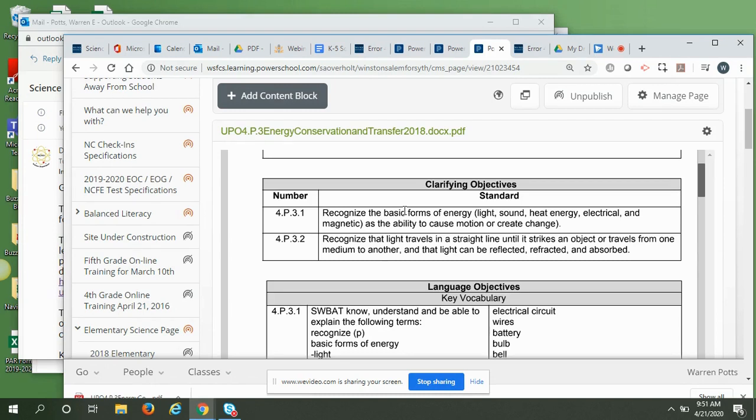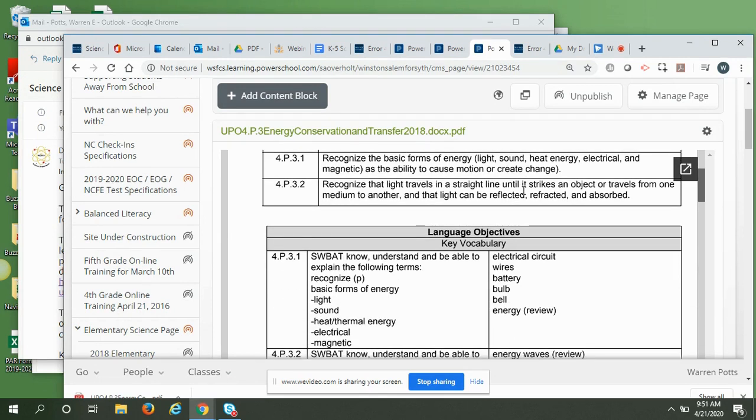And then also recognizing that light travels in a straight line until it strikes an object or travels from one medium to another, and that light can be reflected, refracted, and absorbed. So we're focusing on light for 4P32. I'm really looking at that light energy and connecting that to a lot of the things that they've learned before this grade.